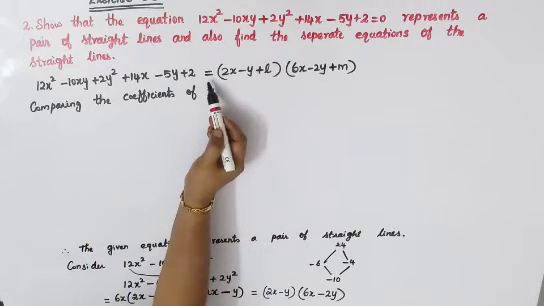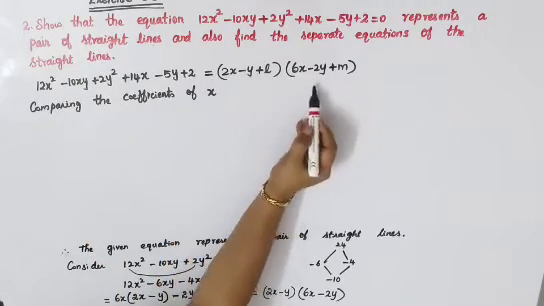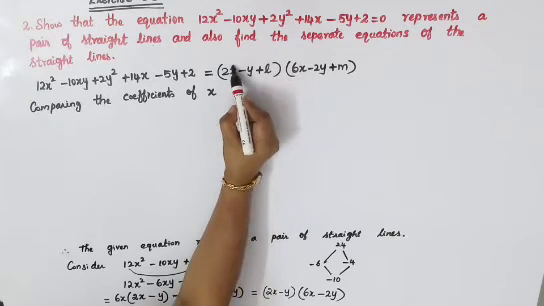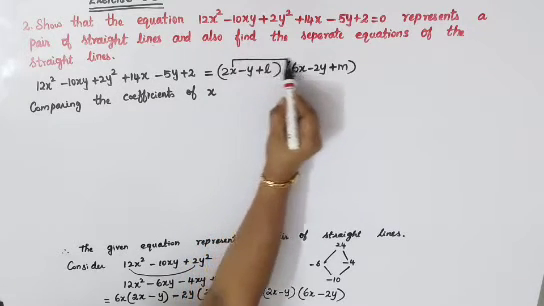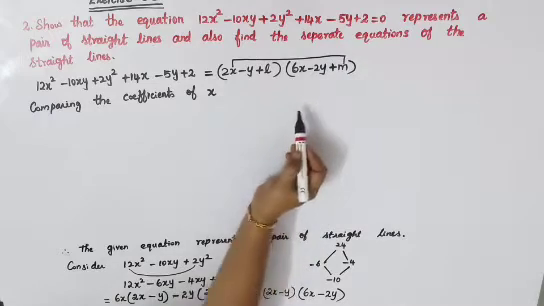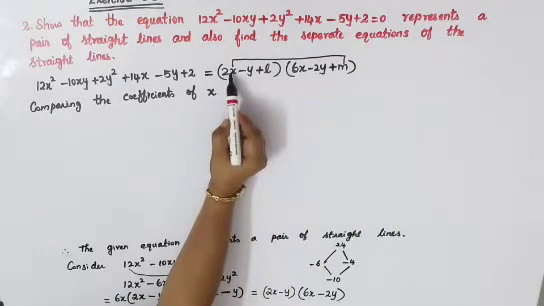Then you will have to compare it. Okay, that is one method. And one more method is to look at the x term and the y term, and here the constant term. Okay, so I'll just repeat it.